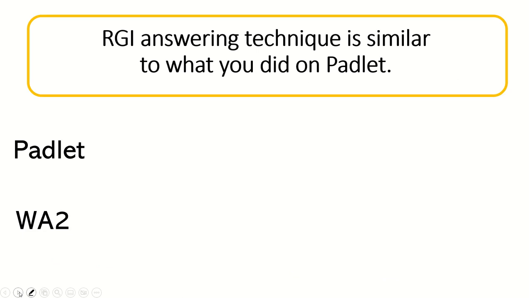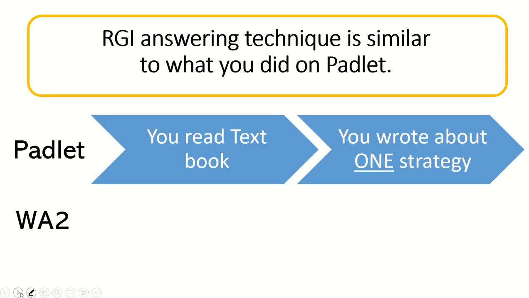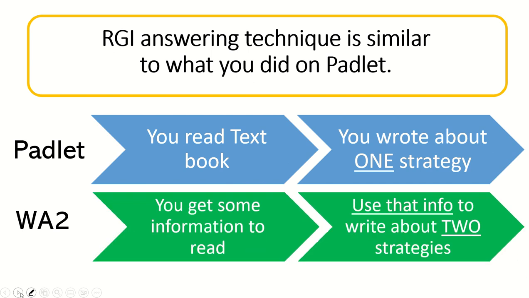So the RGI answering technique is quite similar to what you did on Padlet. In the Padlet, you read your textbook, and after that, you wrote about one strategy. When you are facing the RGI question in your WA2, you do the same thing. You get some information to read, and using that information, you're going to write about two strategies.